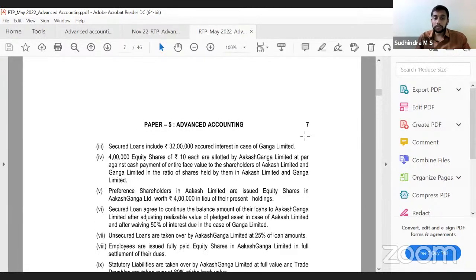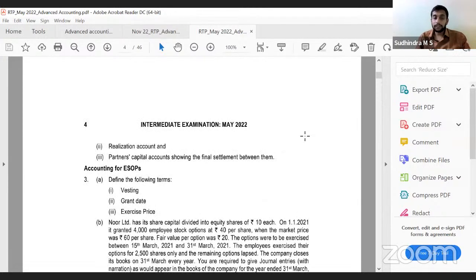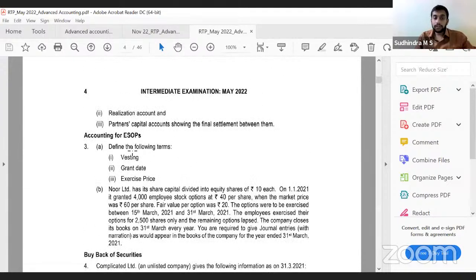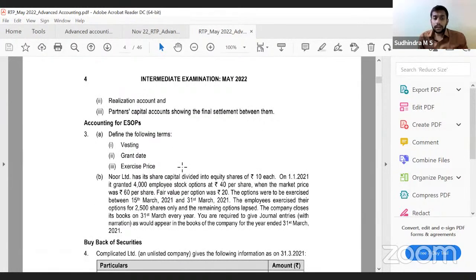So we have to remember some of the points there, at least 5 points for 5 marks, no? Then question number 3, accounting for ESOP. Define the following terms: vesting, grant date, and exercise price. You have to define them. Then Noor Limited has its share capital divided into equity shares of 10 each. On 1/1/2021, granted 4,000 stock options at 40 per share when the market price is 60 rupees per share. Fair value is 20. They themselves have given.